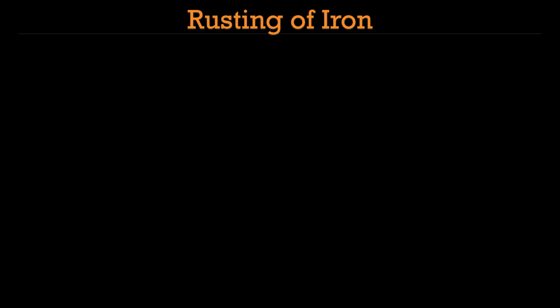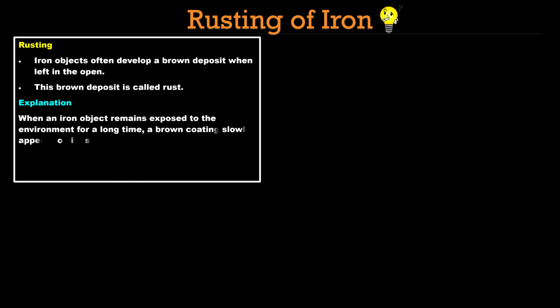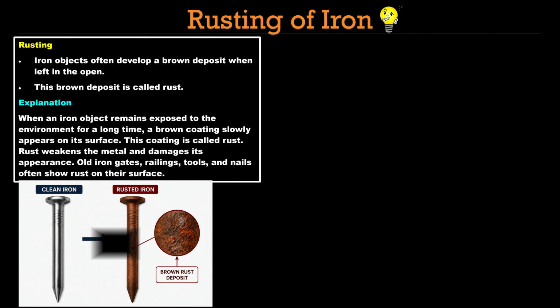Now let's understand an important effect of air and water on metals, especially iron. You might have noticed that old iron gates, railing tools, or nails often develop a brown coating on their surface after being left in the open for a long time. This brown deposit is called rust. When an iron object is continuously exposed to the environment, a reddish brown coating slowly starts forming on its surface. This coating not only changes the appearance of the metal but also weakens it over time.